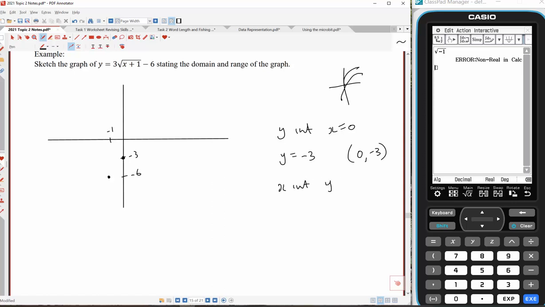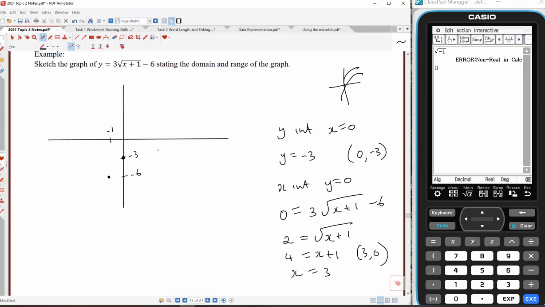So x int when y is equal to 0. 0 equals 3 root x plus 1, take 6, add 6, divide by 3 is 2, square both sides, and I've got 4 equals x plus 1, x is equal to 3. So when x is equal to 3, y is equal to 0. So 1, 2, 3, round about there. Not bad. (0, -3) and (3, 0). Probably want an x and a y label there.